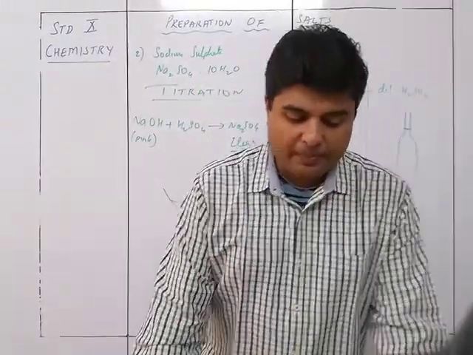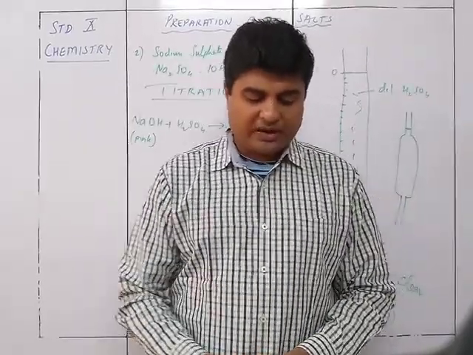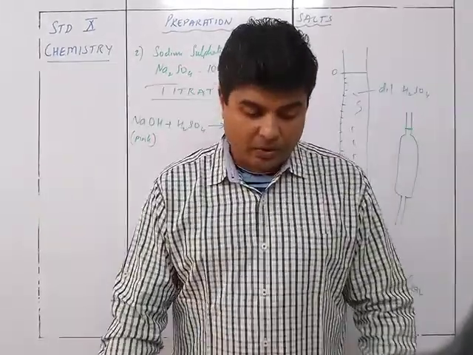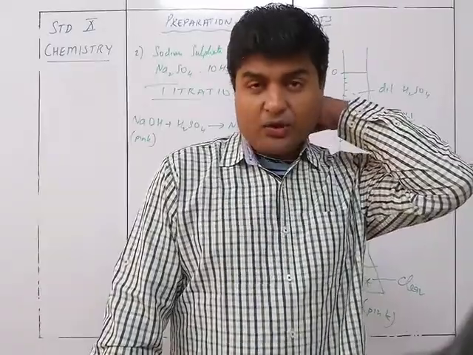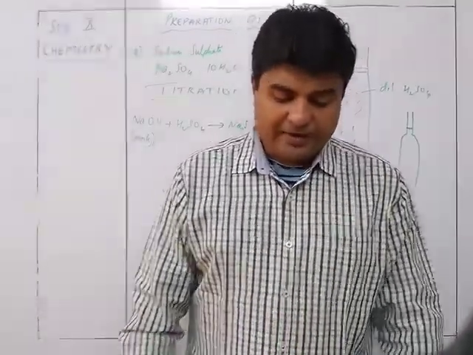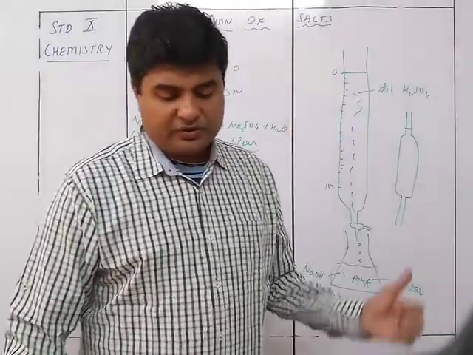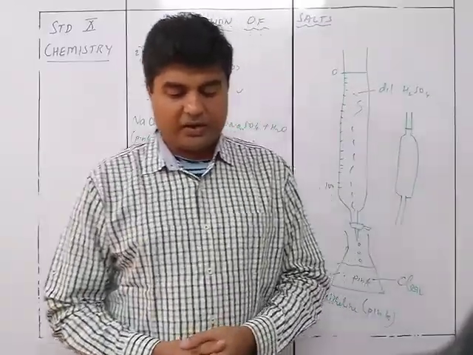So you pipette out 25 ml of NaOH into the conical flask A. Add one or two drops of indicator phenolphthalein to the NaOH, so the solution in the flask turns pink. Titration procedure continued: add dilute H2SO4 drop wise from the burette into the conical flask containing NaOH.